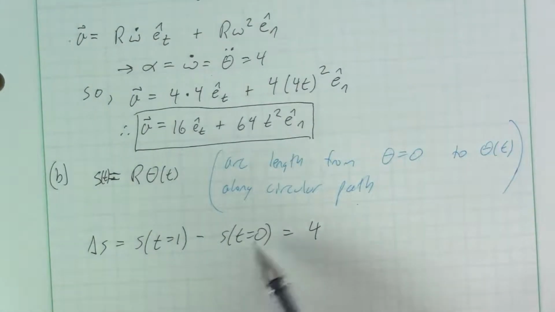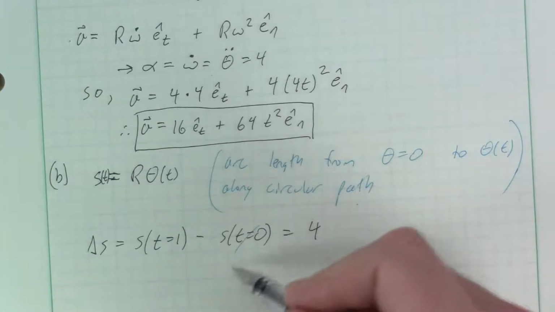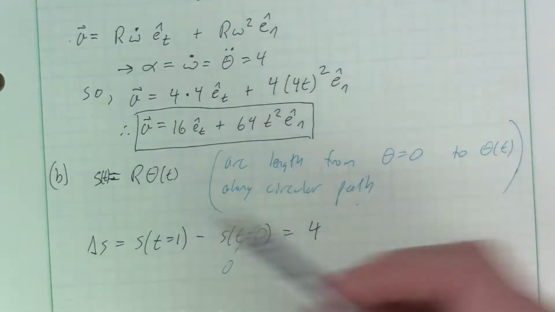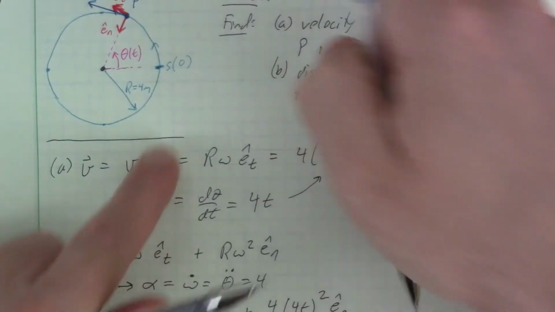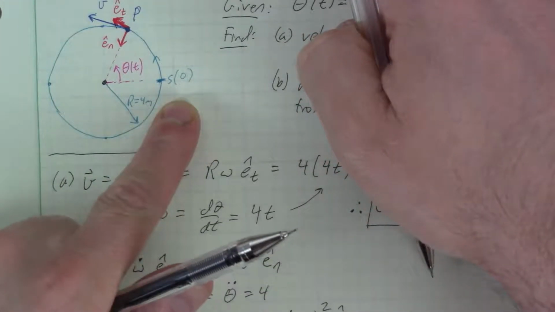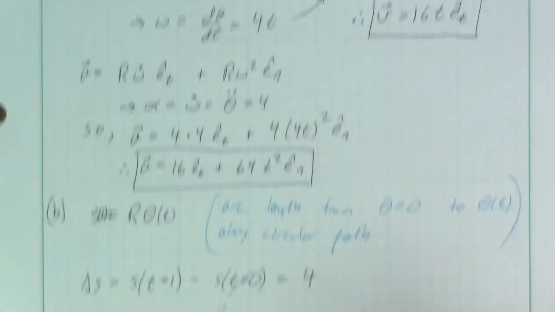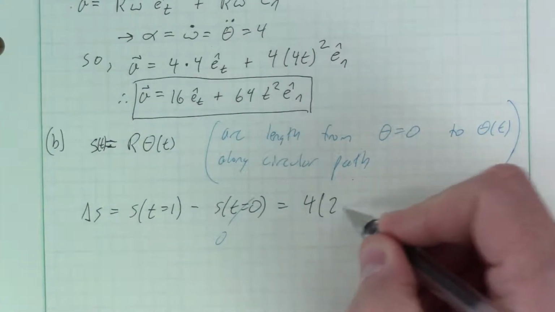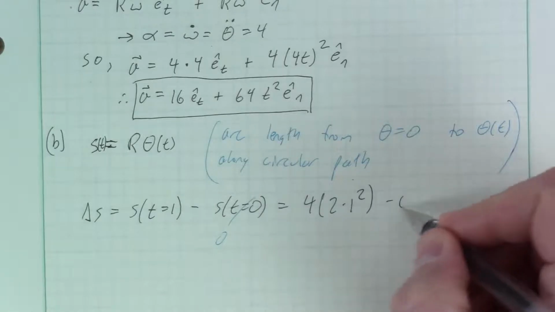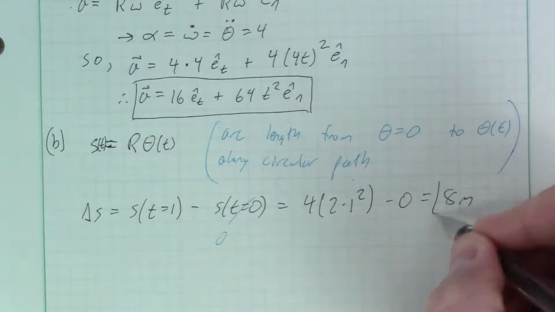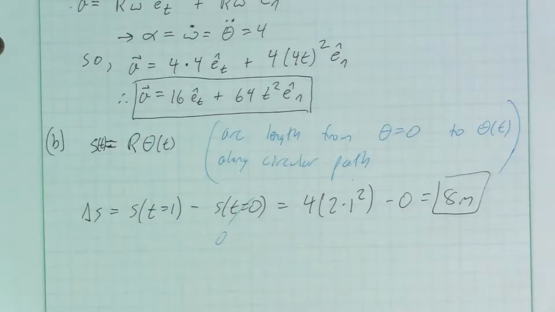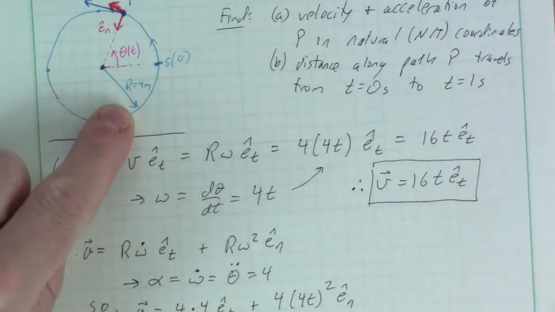But it's kind of silly to even have this term. We just know this is going to be 0, right? Because we start s right here at s equals 0 because theta is defined that way. So 4 times 2 times 1 squared minus 0, so 8 meters, right? 8 meters, that is twice our radius, right?